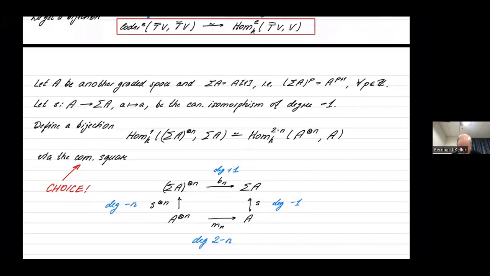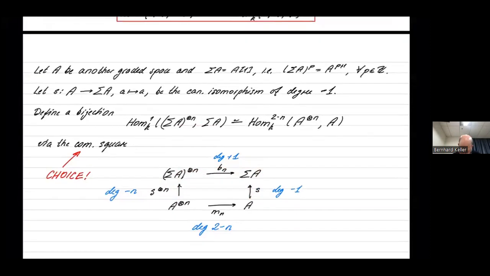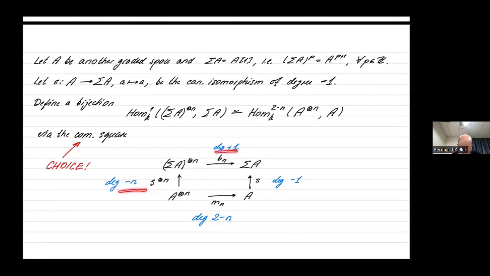On the other hand, we can look at this morphism of degree -1, and then we can compose all this. In this direction -n plus 1, and in this direction +1, so the sum of these three contributions is 2 minus n. So this corresponds to a map Mn. And we require this square to be commutative. In this way, we establish this bijection between maps Mn and maps Bn.